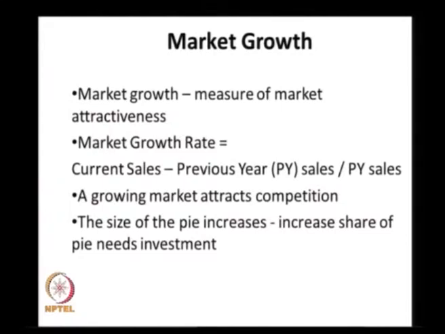And always in a growing market, since the market grows, it always attracts competition, because the size of the pie keeps on increasing and everybody wants to have a share of the pie. And to have incremental shares of the pie, you need additional investment. So, a growing market attracts competition and also needs investment to gain more market share in this growing market. So, there are two important parameters that we will be using in the BCG matrix: the market growth as well as the market share, the relative market share.